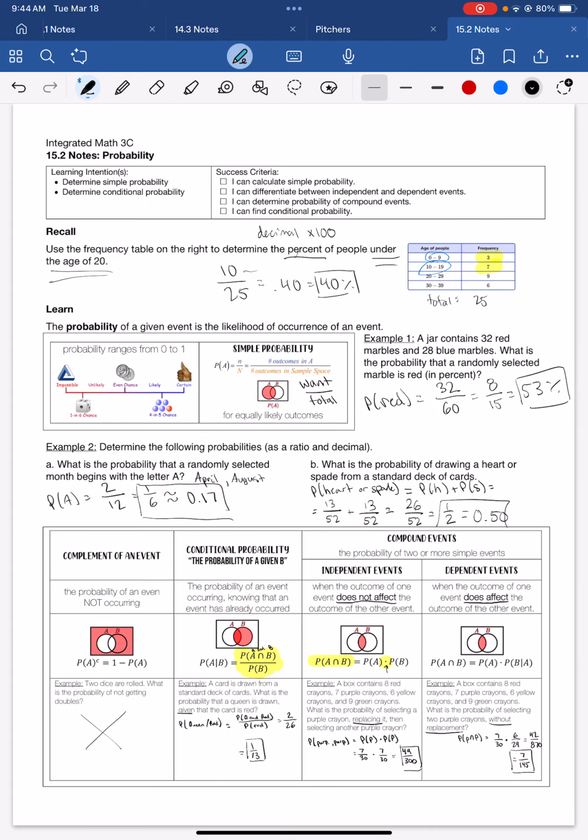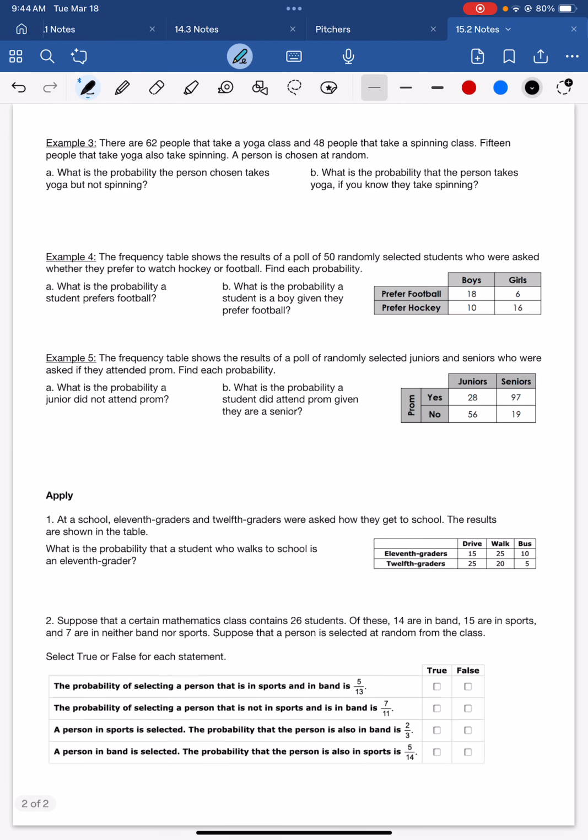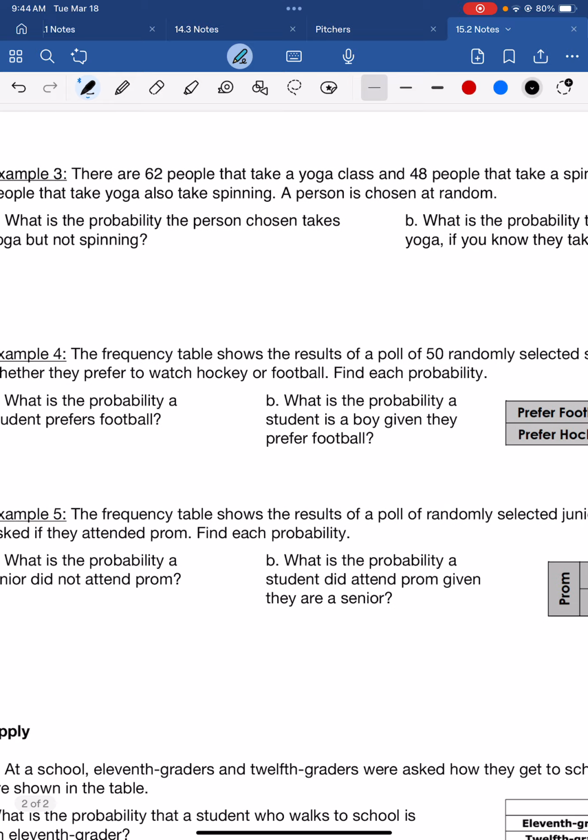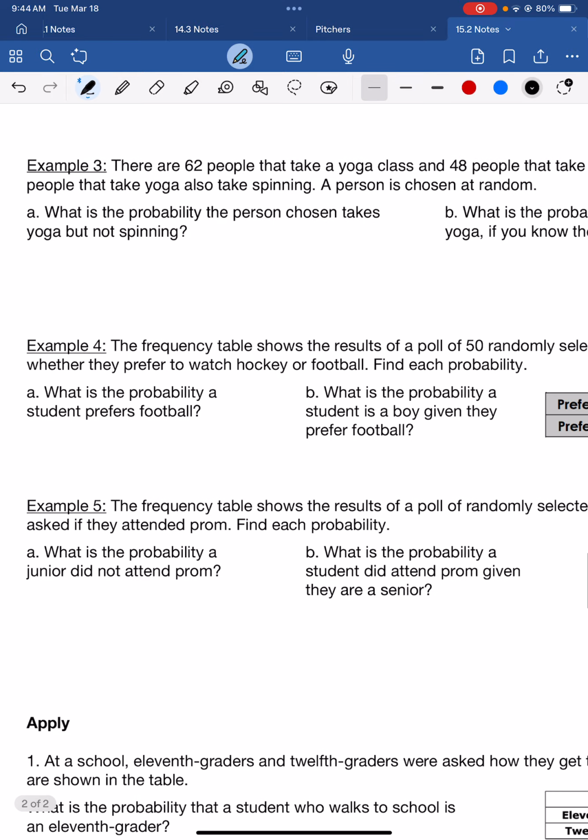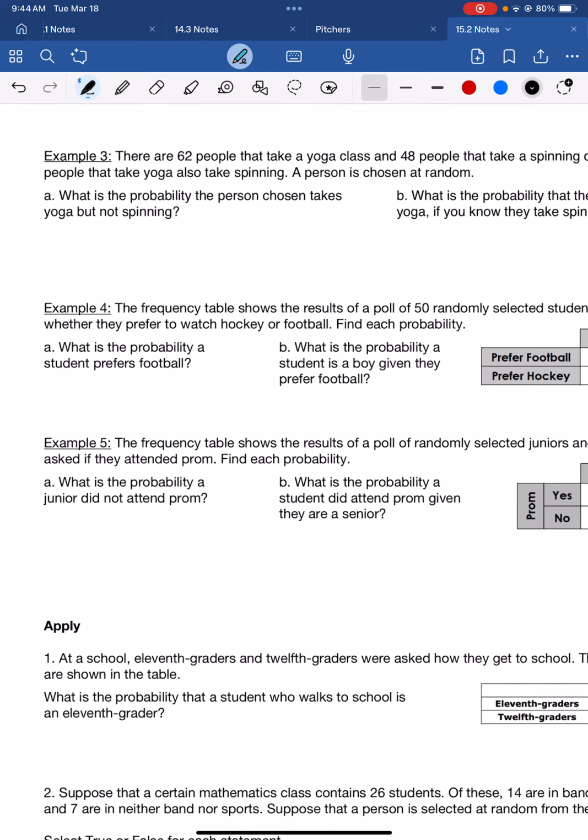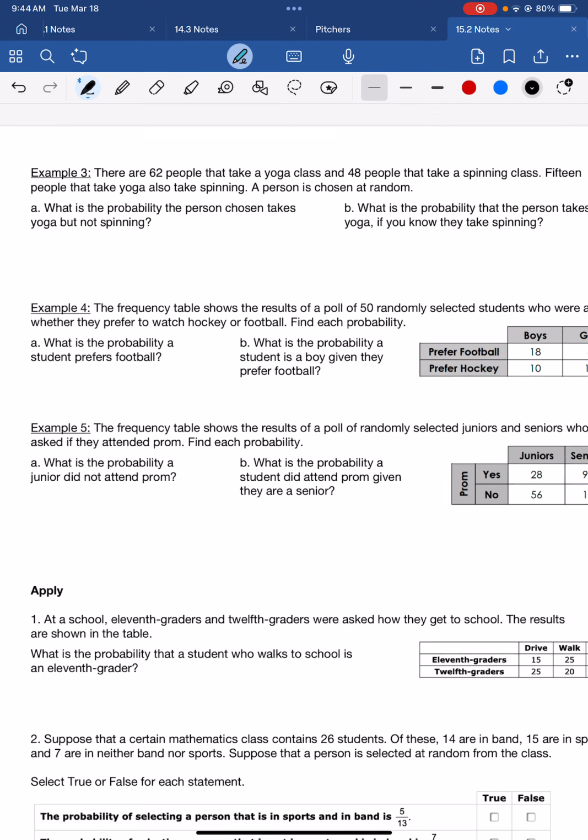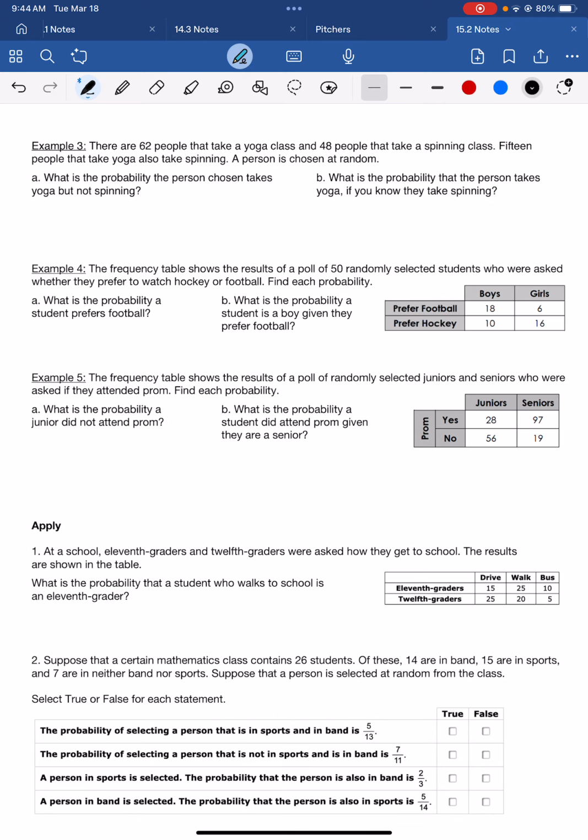All right, let's take a look at this next page, see if we can get through some of this. We'll come back up to example 3. So let's talk about example 4. It says the frequency table shows the result of a poll of 50 randomly selected students who were asked whether they prefer to watch hockey or football.